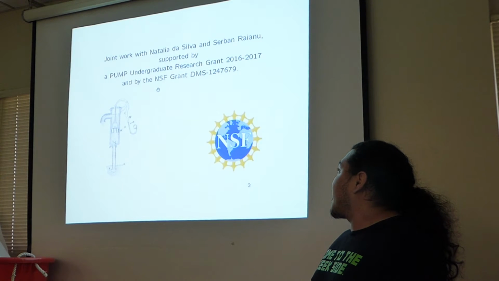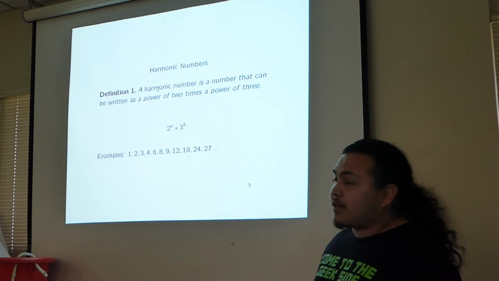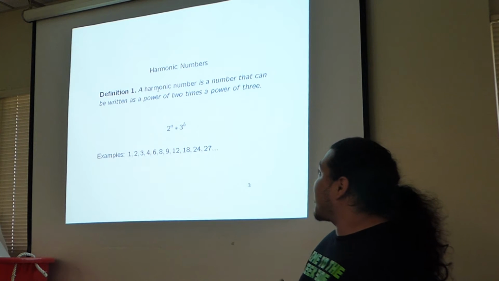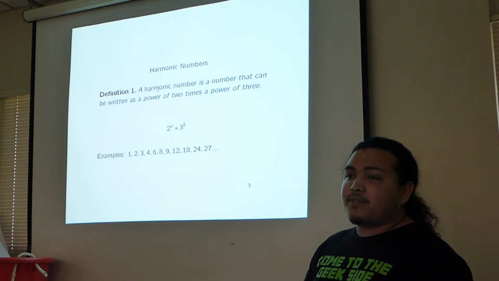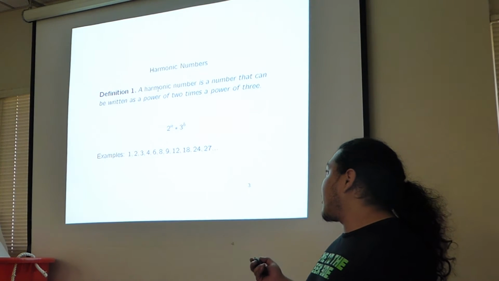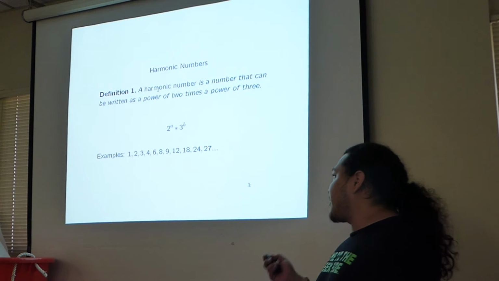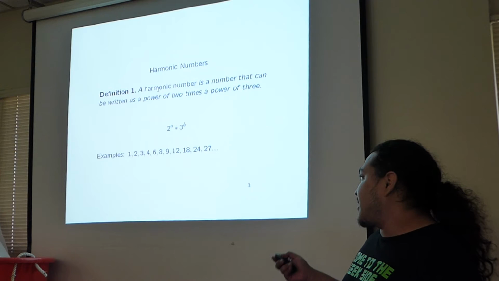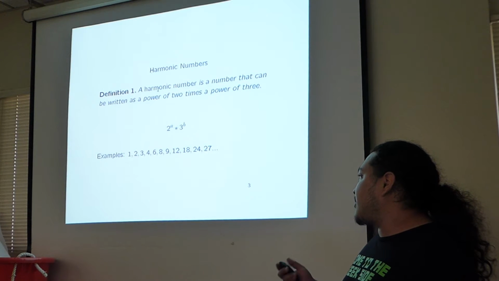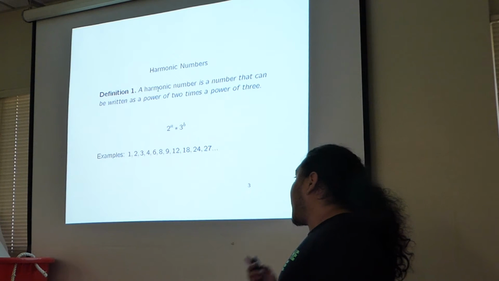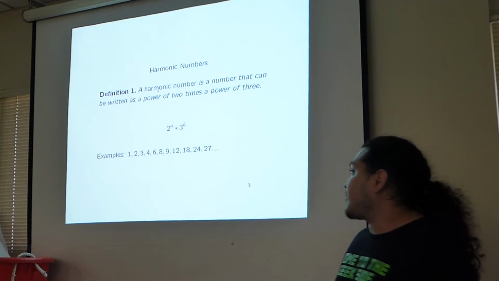Okay, and so jumping into it again, the definition of harmonic numbers. A harmonic number is a number that can be written as a power of 2 times a power of 3. Or it looks like this, right? Some examples, if you start plugging in a's and b's independently, you can get 1, 2, 3, 4, 6, 8, 9.